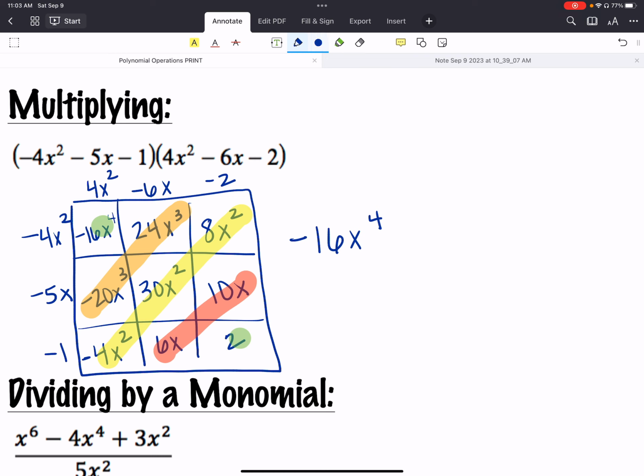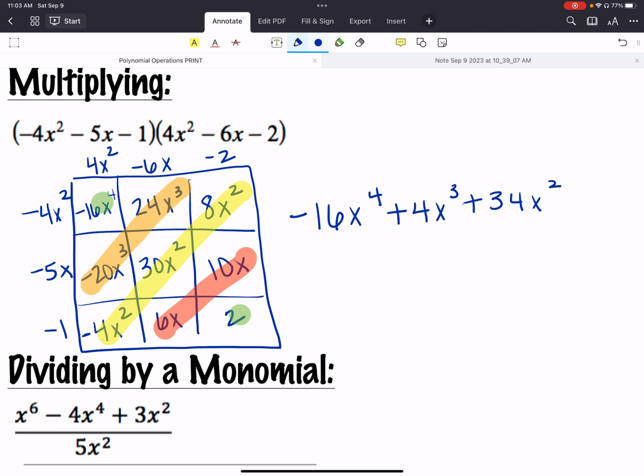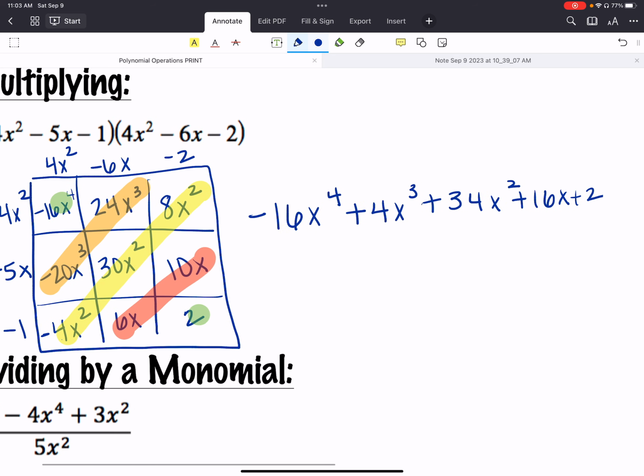So negative 20x cubed plus 24x cubed would be 4x cubed. Then let's do 30x squared plus 8x squared is 38x squared. And 38 minus 4 is 34x squared. 6x plus 10x, 16x, and then plus 2. So right here, this would be our final answer, and it goes in descending order of our variables.